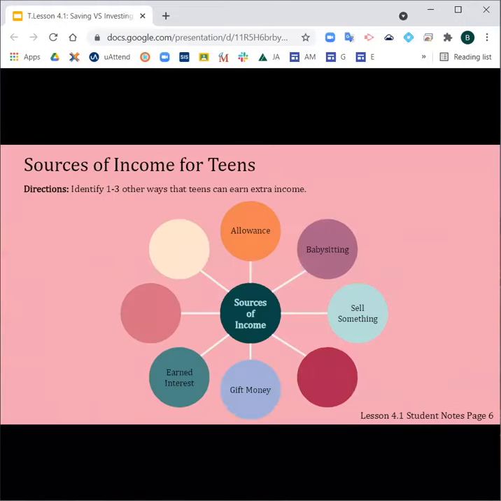So in order to invest your money, you have to have some. So here we have 5 different sources of income for teens. You're going to come up with 1 to 3 other sources that you could use to earn extra income. So that could be allowance, babysitting, selling something, gift money, earned interest, and then you are going to think of some other examples. What are some other ways that teens can earn money, or ways that you do earn money?